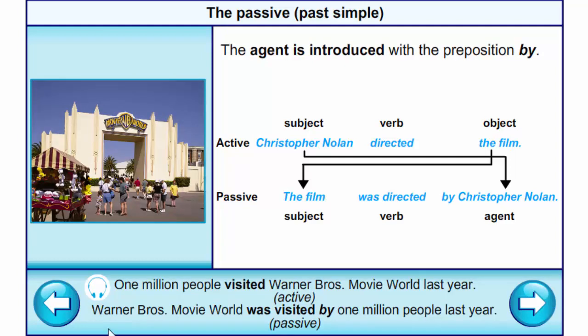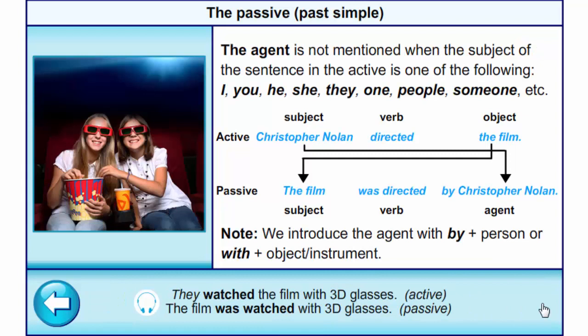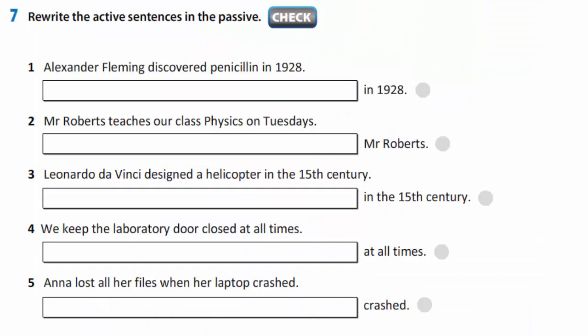The agent is introduced with the preposition by. One million people visited Warner Brothers Movie World last year. Warner Brothers Movie World was visited by one million people last year. The agent is not mentioned when the subject of the sentence in the active is one of the following: I, you, he, she, they, one, people, someone, and so on. Now let's do exercise 7. Alexander Fleming discovered penicillin in 1928. So, to invert, you will say: penicillin was discovered by Alexander Fleming.